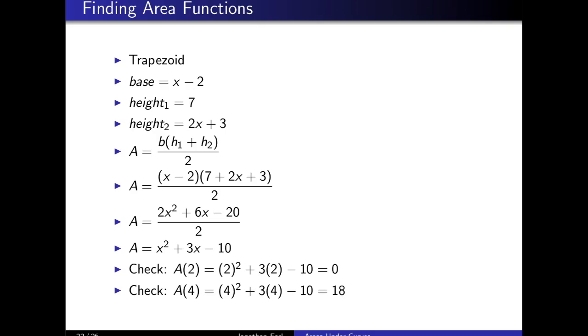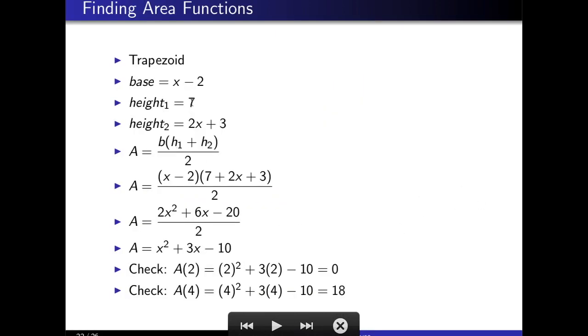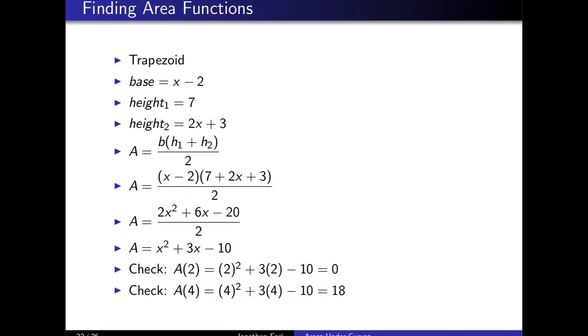Okay, so we're going to have a trapezoid that has base x minus 2. So if I have this trapezoid going out to some point along the x-axis, where my right point is to the right of 2, the base of this trapezoid will have length x minus 2. The height of one of my legs is going to be 7, so that's what's happening at f of 2, and the height of my other leg is going to be 2x plus 3. Well, when I put all of these things into my area function, we get an area function in the end of x squared plus 3x minus 10.